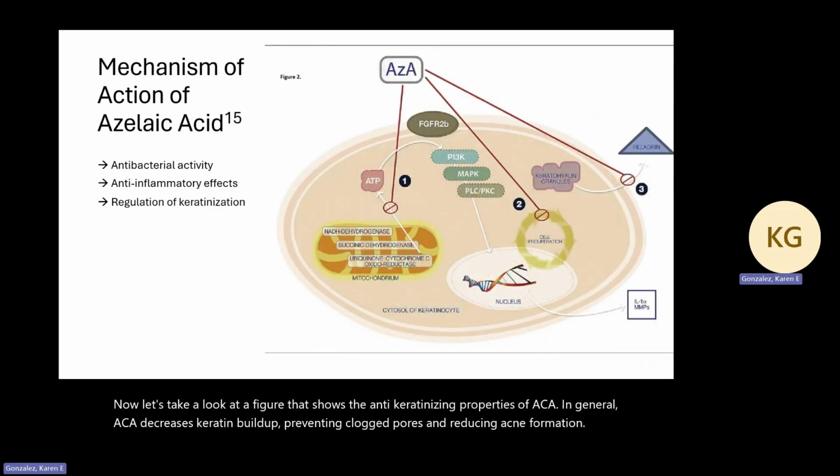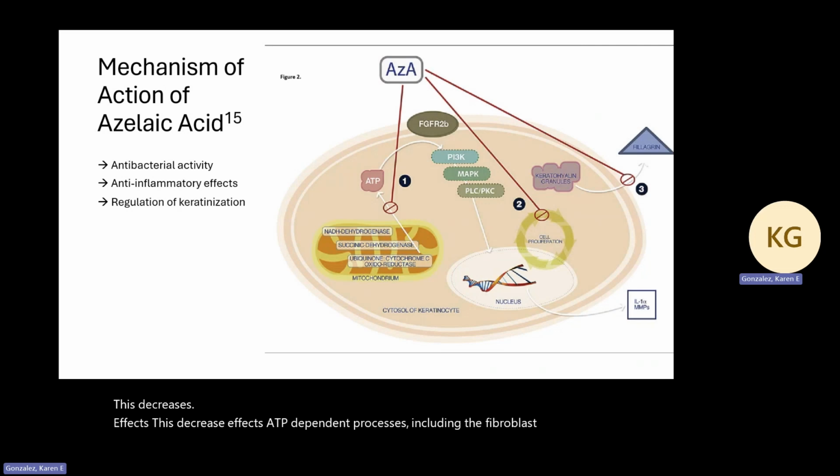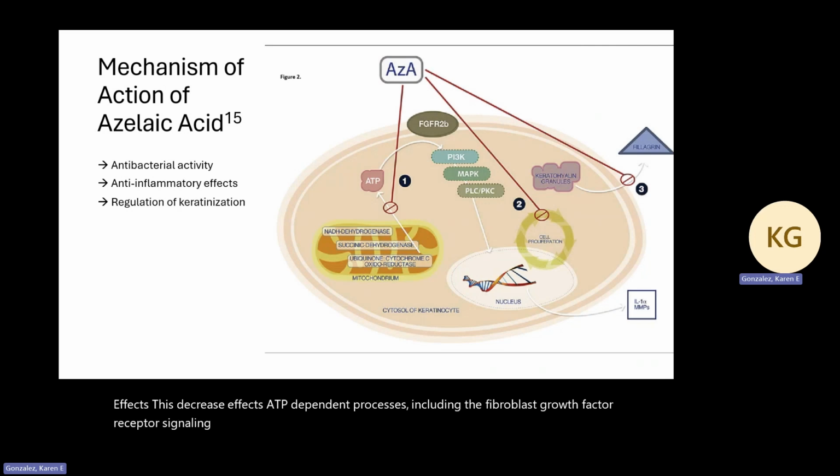Figure 2, part 1 illustrates how AZA inhibits certain molecules in the mitochondrial respiratory chain, leading to reduced ATP synthesis. This decrease affects ATP-dependent processes, including the fibroblast growth factor receptor signaling pathway, which is important for functions like cell growth, but upregulation of this FGFR2b has been linked to acne-prone skin.